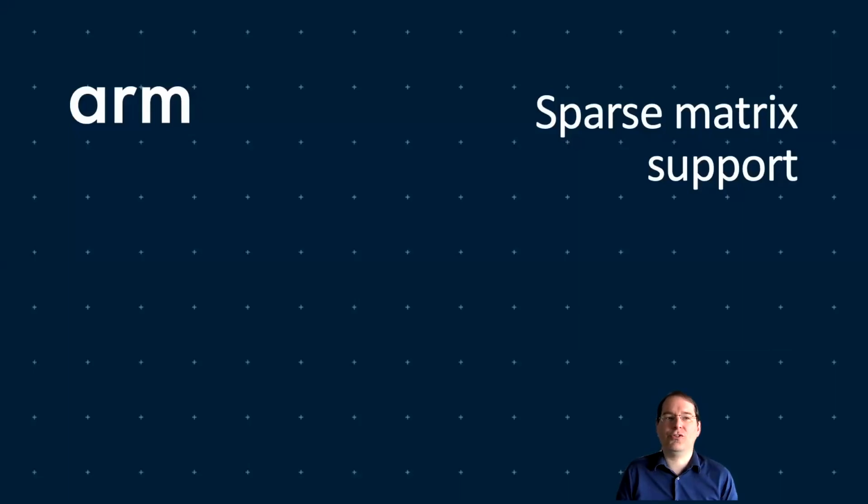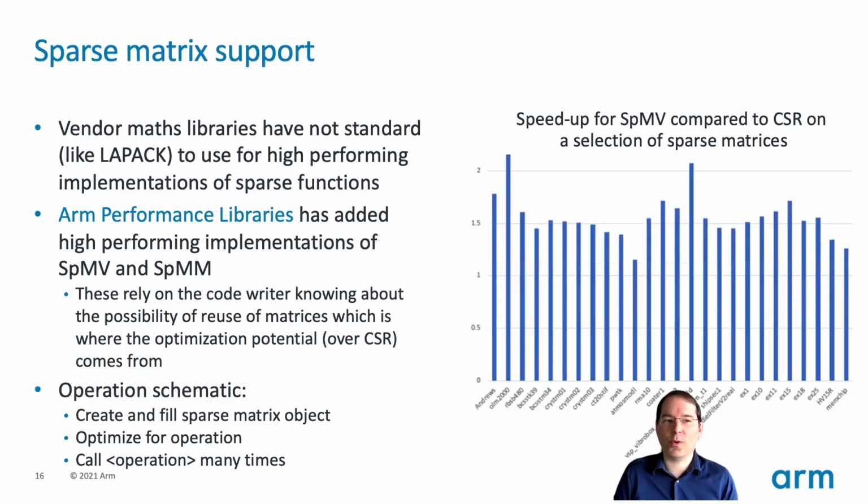Sparse matrix support is one of those extensions that we've added into ARM Performance Libraries. This is because there is no single standard that people like to use for their sparse matrix support at the low-level implementation level. Doing a CSR, for example, is very common for sparse matrix vector multiplications. So we use this as our reference code.